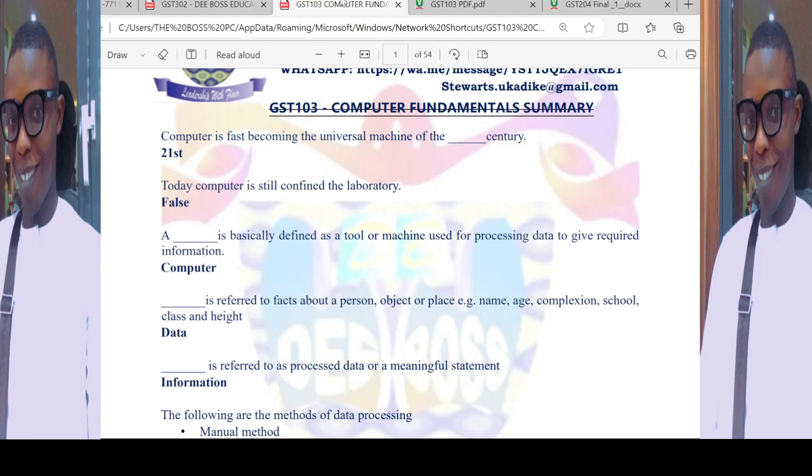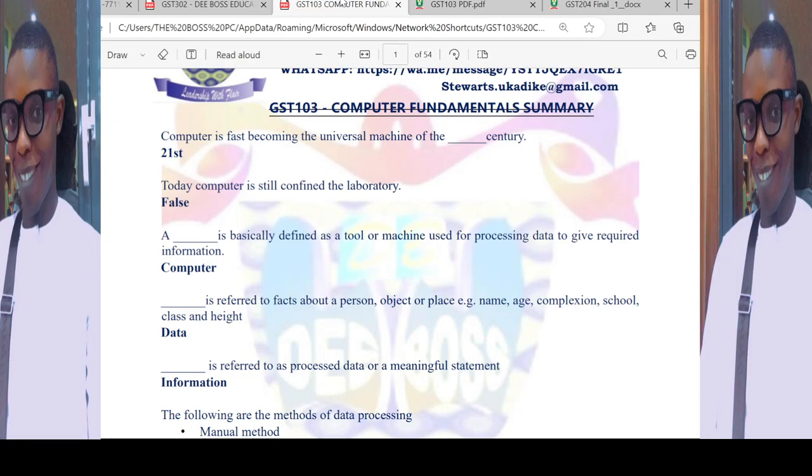All right. Now, a computer is basically defined as a tool or machine used for processing data to give required information. So we use computer to give required information. But before this information can be given, it is very important, it is expedient that this information gets processed. So how do they get processed? They get processed through the computer. The computer will work on it, and what it's going to work on is the raw data.